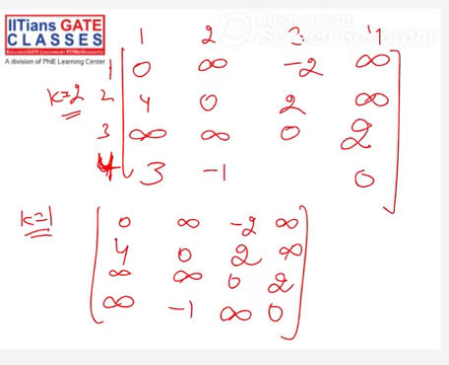Now 4 to 3. 4 to 3 is infinity. So 4 to 2, 2 to 3. 4 to 2 is what? 4 to 2 is minus 1. 2 to 3 is what? 2. Minus 1 plus 2 is 1. This is the new graph. Alright. Let me know if something is wrong over here. Did you get K2 like this only, everyone?